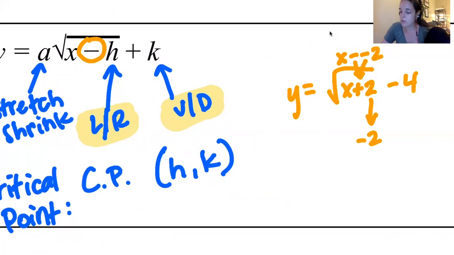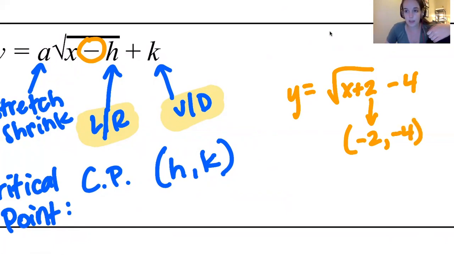All right, so what you really need to remember is that if it's next to the x, just like if it was in parentheses, we need to do the opposite. We're going to flip it. So if this is a positive 2, that would become negative 2. And then the second one, the one that's outside of the square root, is going to stay exactly the same. So it would be negative 4, like that. All right, so the critical point, the center of where this graph starts, would be at negative 2, comma negative 4. So we're going to look at some examples for critical points.